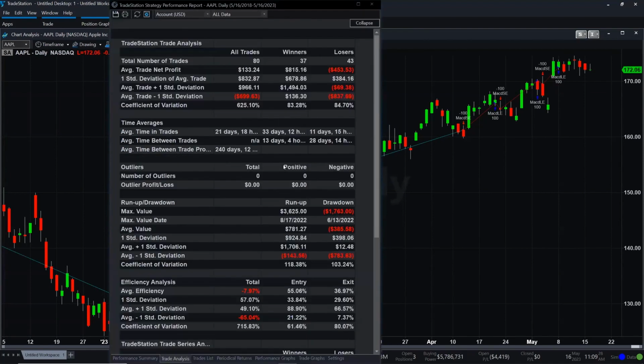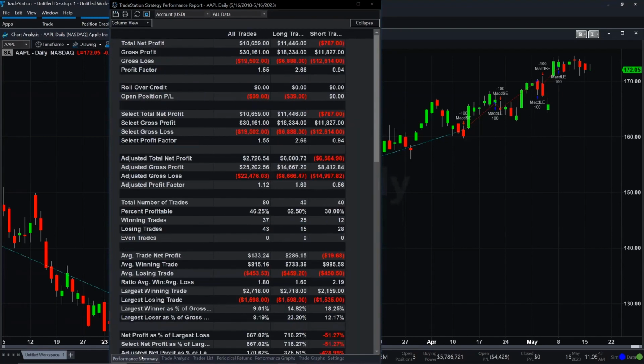Let me pull this vertically so we can see all the numbers in it. You're going to see that the strategy performance report has multiple tabs at the bottom. As we said at the beginning of the presentation, we're going to focus on the trade analysis tab. Although when you pull the report up the first time, it's going to default to the performance summary. Of course, everybody likes a performance summary because it tells you how good the strategy is or was historically, and if there's any sense to even continue looking at the strategy.